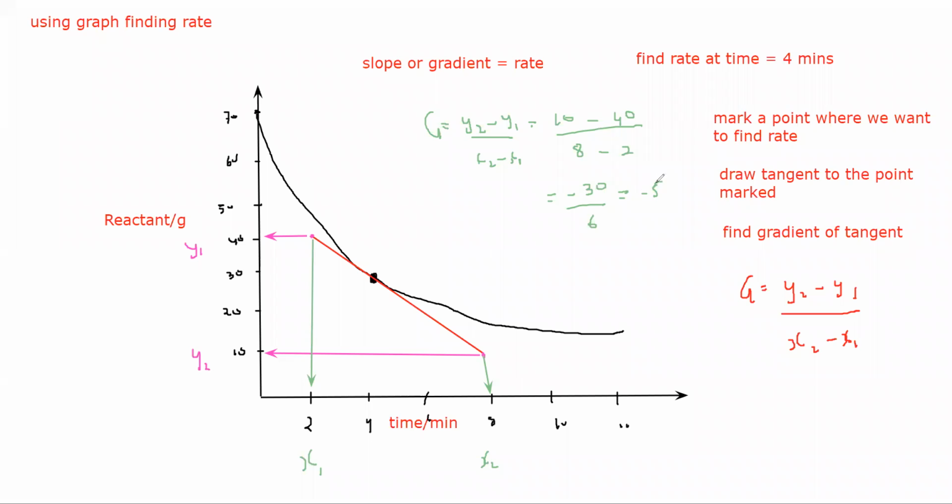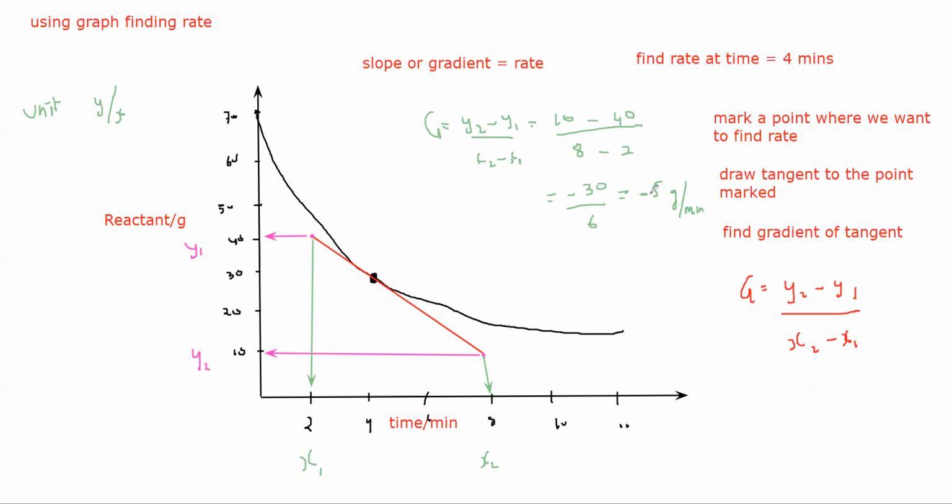Now what is the unit of the tangent or gradient? The unit of the tangent is always the quantity on the y-axis divided by the quantity on the x-axis. So the unit on the y-axis is gram and the unit on the x-axis is minute. So it will be 5 grams per minute. What this negative sign shows is that it is decreasing. That's why it is a negative sign. But in your final answer, it is not necessary to mention the negative sign. You just mention 5 grams per minute.